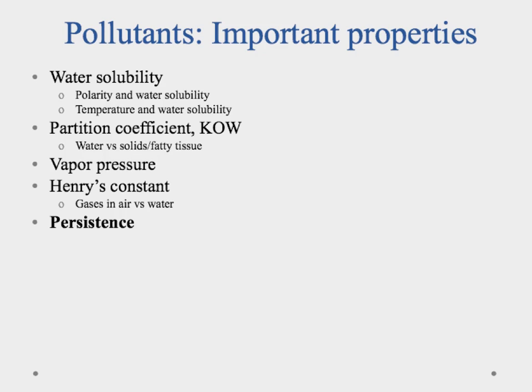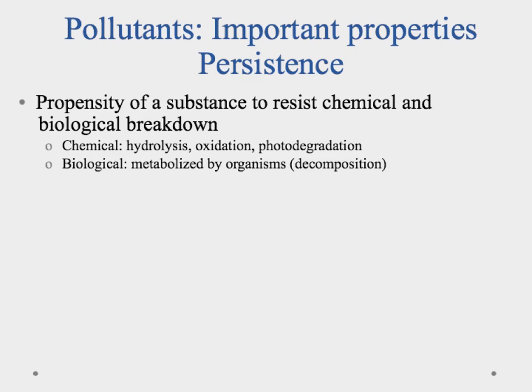So here I'm going to finish up talking about the important properties for pollutants by talking about persistence. So what is essentially the propensity of a chemical substance or pollutant to resist chemical and biological breakdown. So chemical breakdown is things like hydrolysis, oxidation, photodegradation that you might remember from chemistry. Biological is just being metabolized by organisms, used for energy, or in other words, decomposition.